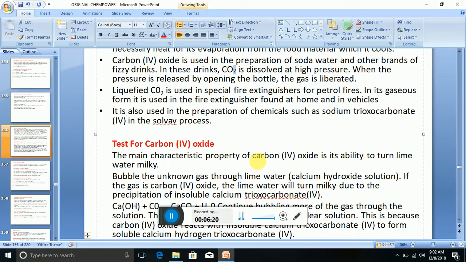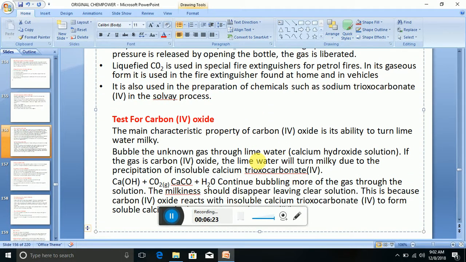Test for carbon (IV) oxide. The main characteristic property of carbon (IV) oxide is its ability to turn lime water milky. Bubble the unknown gas through lime water, that is calcium hydroxide solution. If the gas is carbon (IV) oxide, the lime water will turn milky due to the precipitation of insoluble calcium trioxocarbonate (IV).